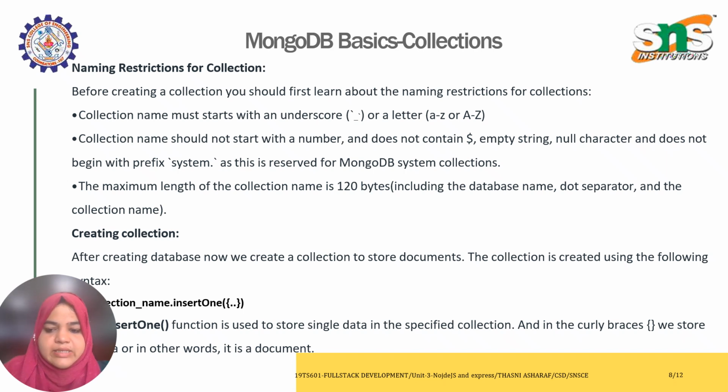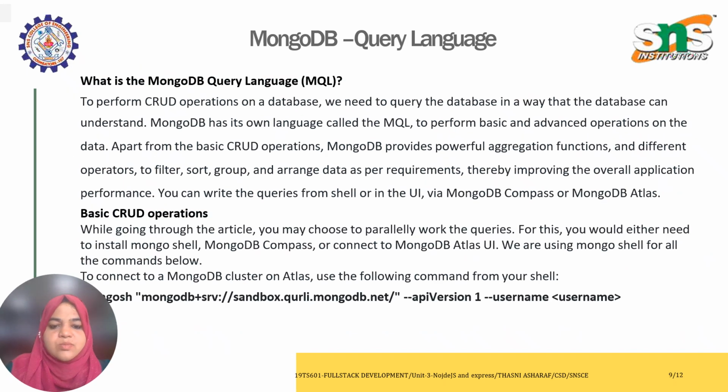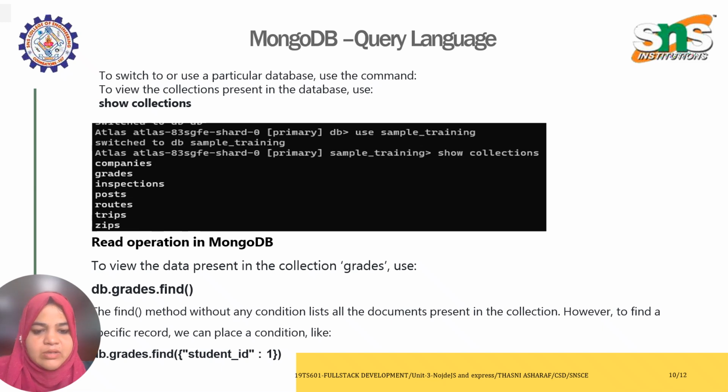Okay, how to create a collection? A collection is usually created with collection_name.insertOne. Here insertOne is used to store a single piece of data in the specified collection, which is represented in curly braces. What is MongoDB Query Language? We just call it MQL, which is based on CRUD operations. Basic CRUD operations are create, read, update and delete. To use a particular database, we can use show collections.